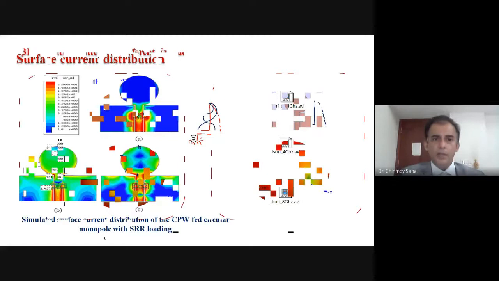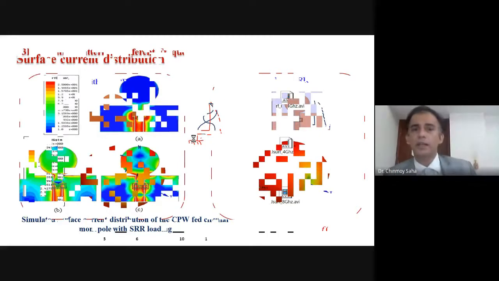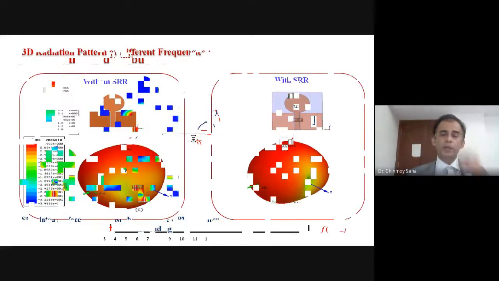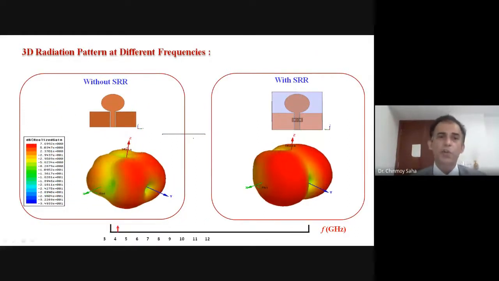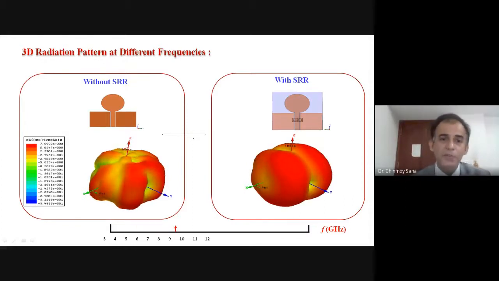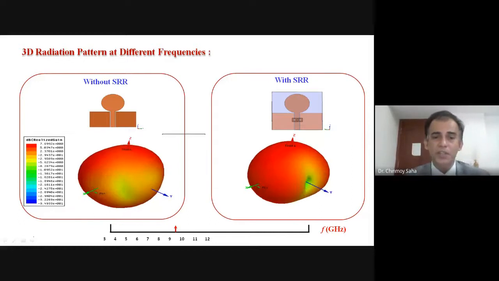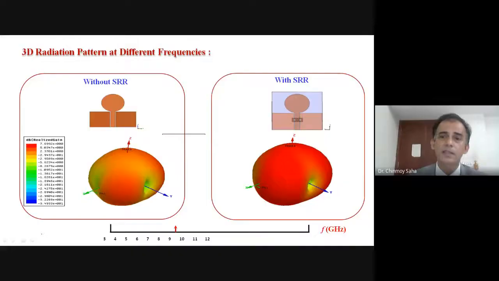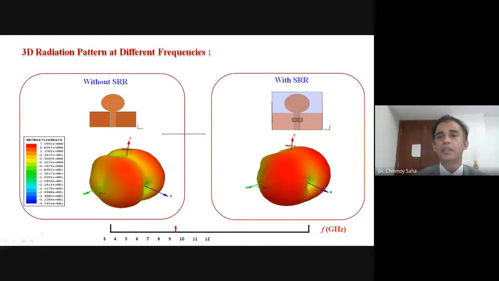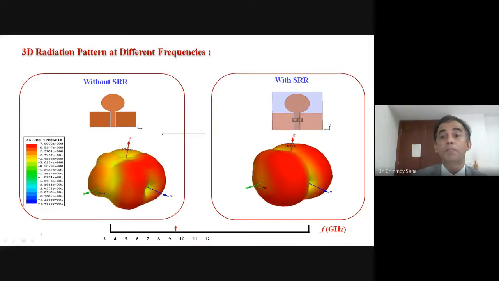Okay, so this is the surface current distribution at different frequencies, and to get a better understanding, I just want to show this animation to all of you. So you see the radiation pattern of the antenna at different frequencies. Here the frequency is changing if you follow the bottom curve, and you see the left side is one without SRR and the right side one is with SRR. So as you can see over here, for the SRR loaded case, at resonance frequency, the radiation is completely ceased. If you have followed it properly, I'll play it one more time.